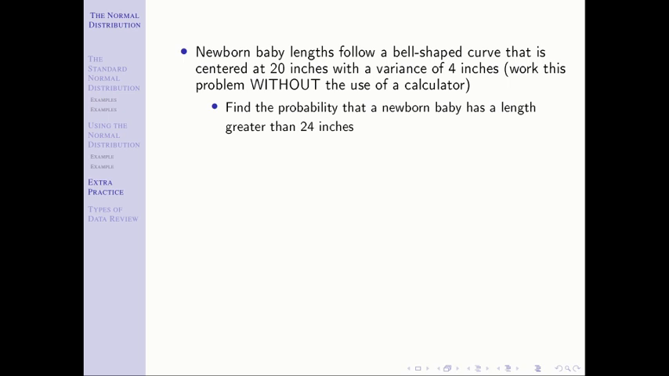We're given this scenario: newborn baby lengths follow a bell-shaped curve that is centered at 20 inches, with a variance of 4 inches. This is a problem you should be able to work without the use of a calculator, so our math should be relatively simple. Find the probability that a newborn baby has a length greater than 24 inches.